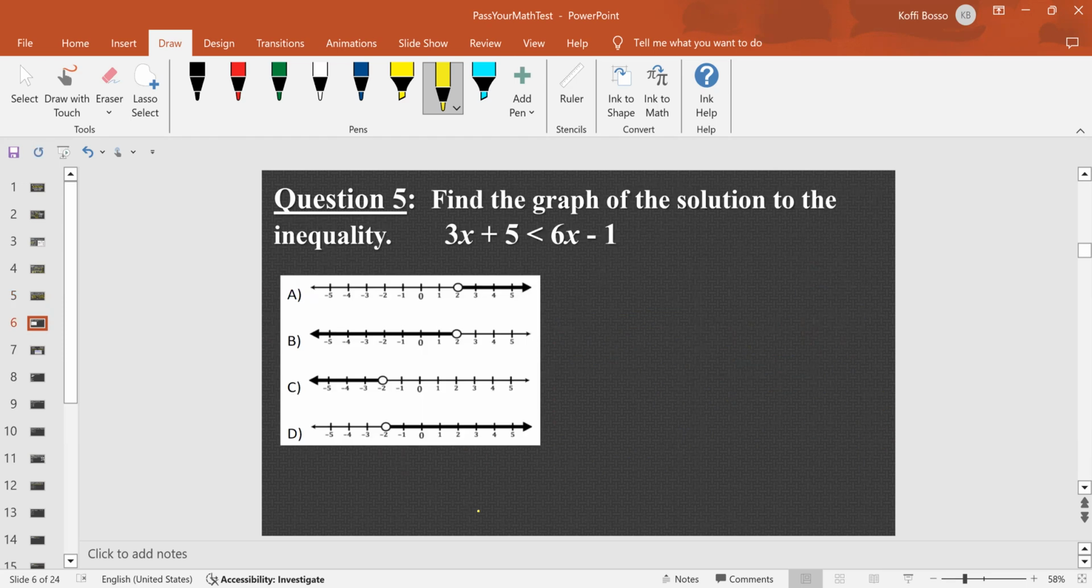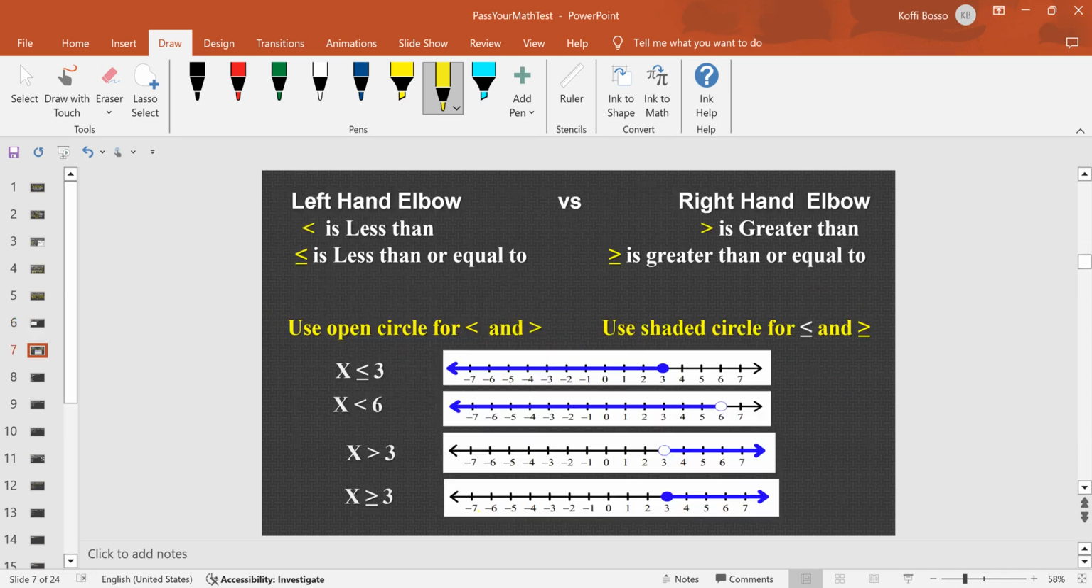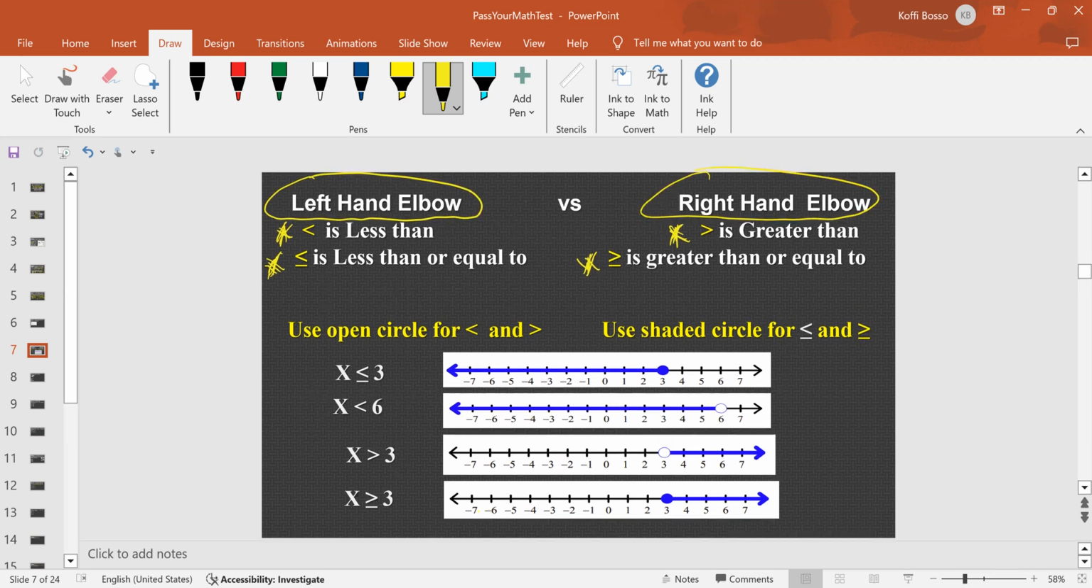Question number 5. For this question number 5, I want to review something quick. So, the symbol, you have to understand that this symbol here, we call it what? Is less than. This one is less than or equal to. Here is greater than. This one is greater than or equal to. How to remember? You can use your left hand elbow or right hand elbow.